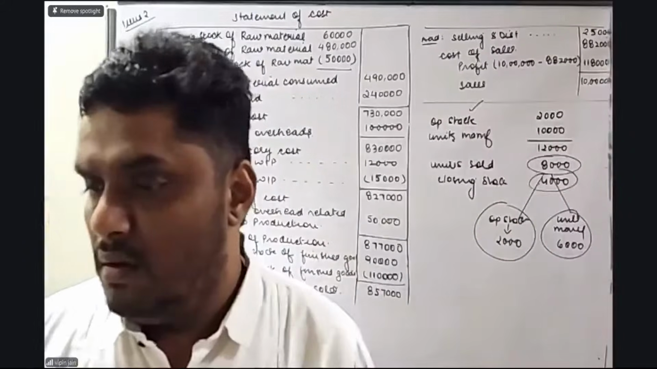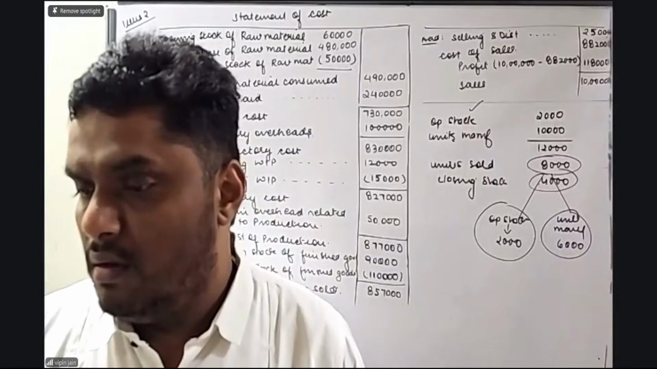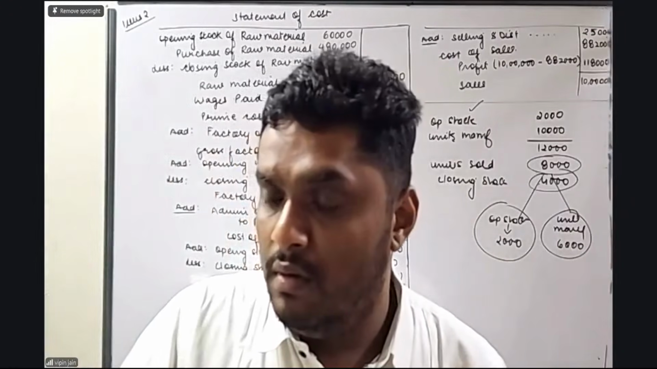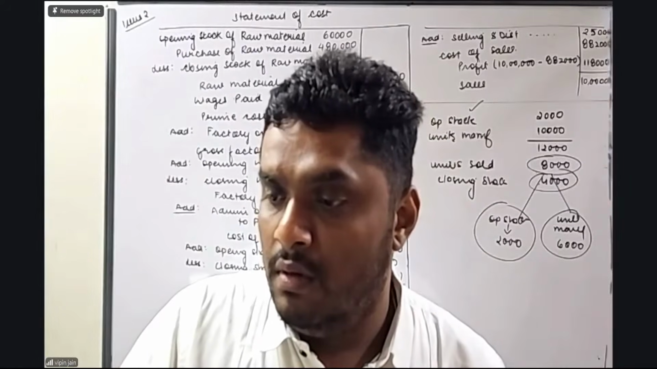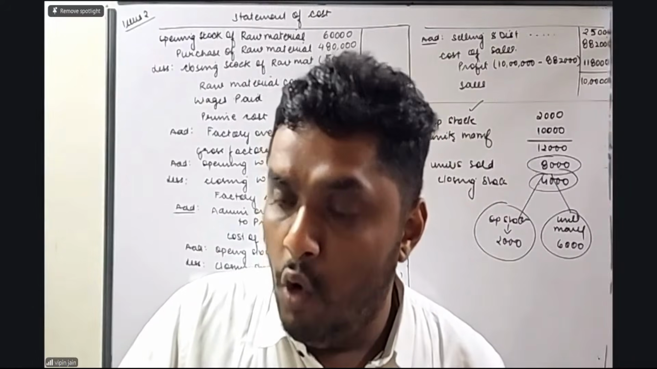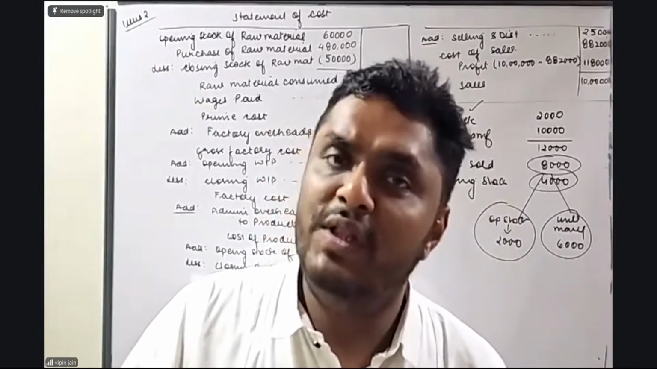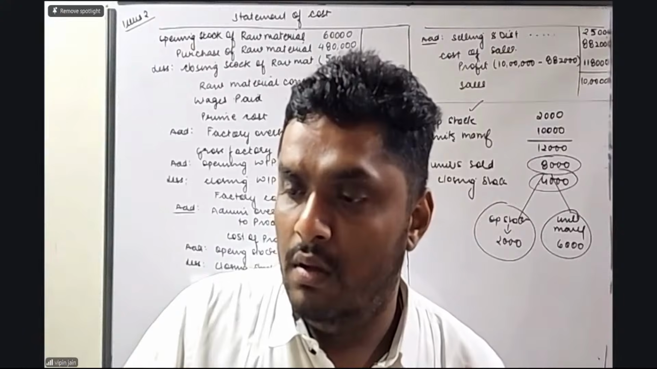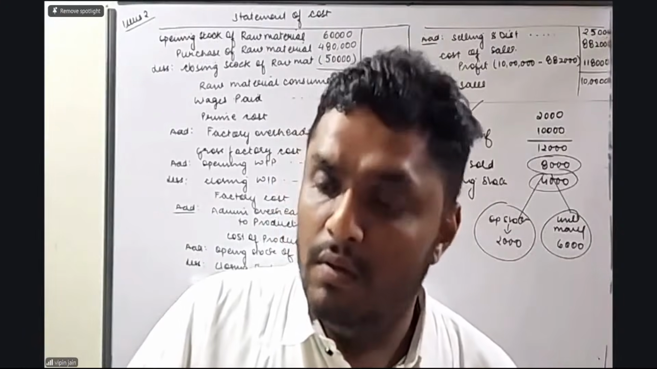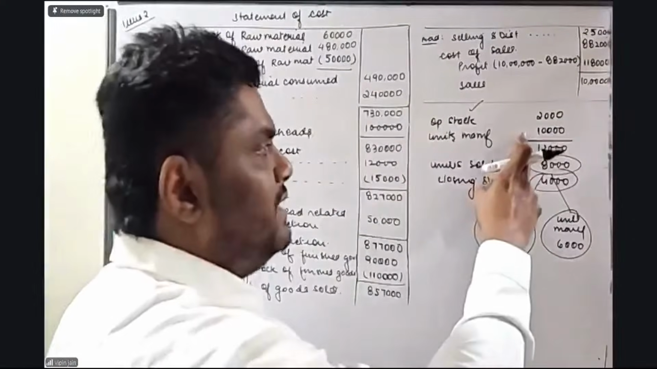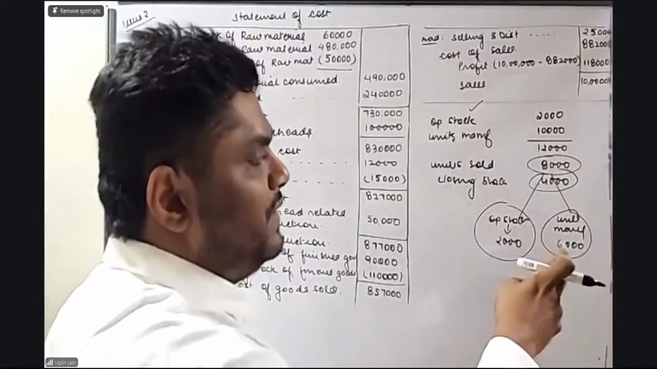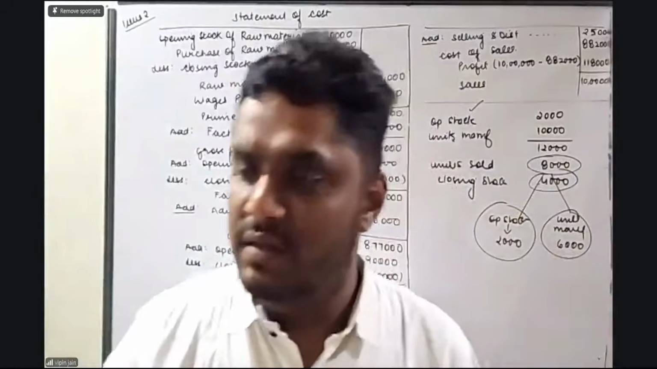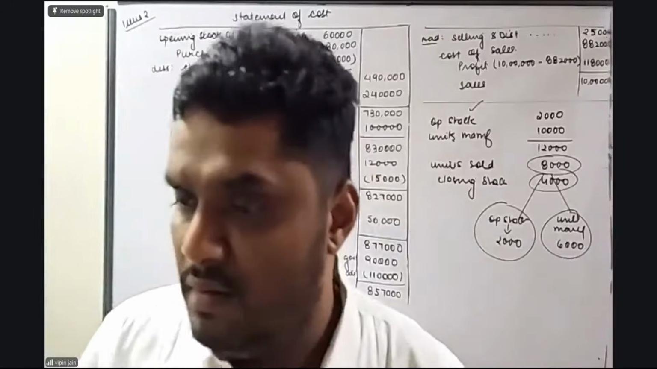Yes, sir. Understood. My doubt is, opening stock of finished goods is our last month's closing stock, correct, sir? Opening stock of finished goods is last month's closing stock. Yes, sir. Okay, so closing stock of finished goods means this month we manufactured 10,000 units. Of this, 6,000 units were sold. So 4,000 units are still in stock of the units that we have manufactured. Yes, sir. Understood. Thank you, sir.